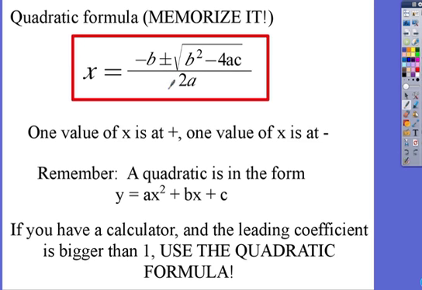I highly recommend, if you have access to a calculator and your leading coefficient here is something that's not 1, do the quadratic formula. It's much easier than trying to multiply a times c, what will multiply to give me that, add to give me this, and then factor. Quadratic formula is much nicer, much easier, and a lot faster.